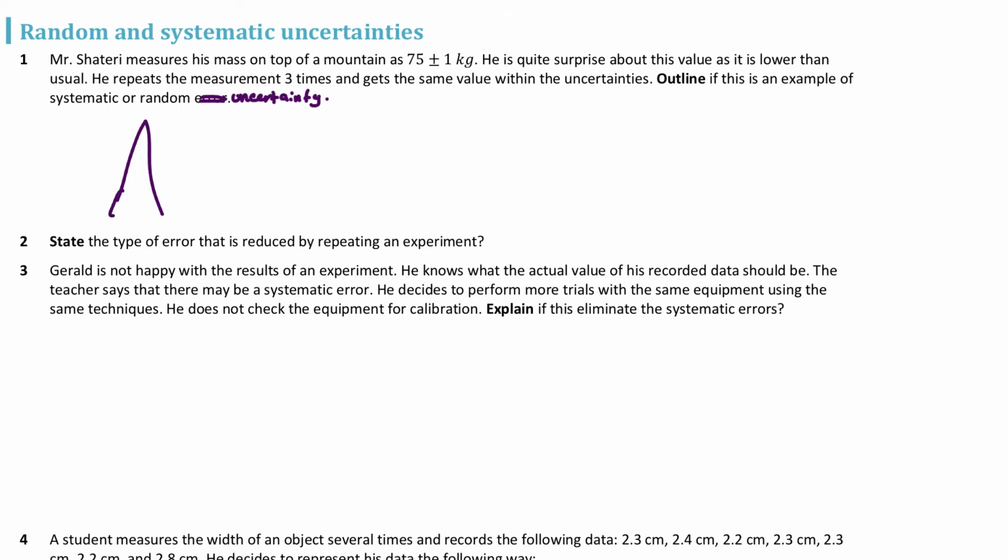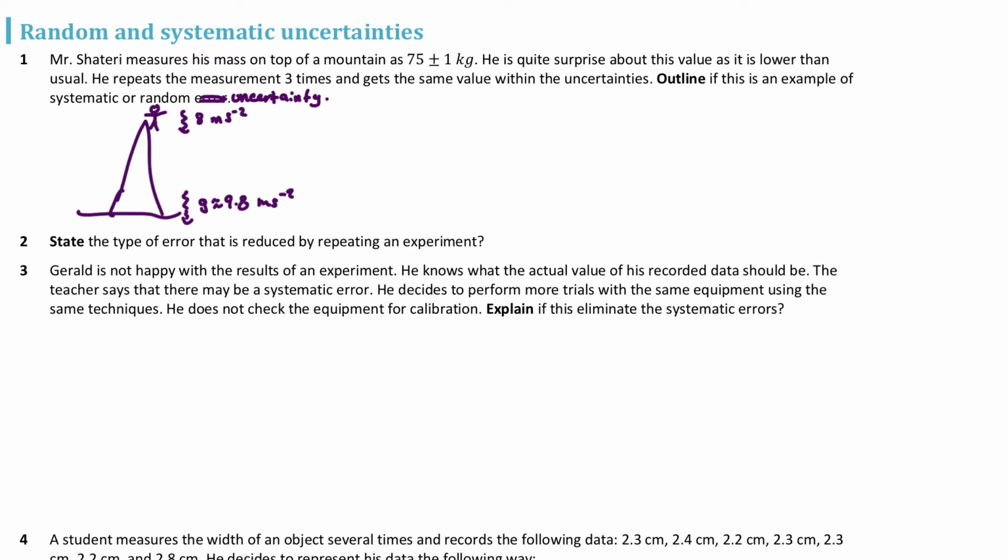Shateri is on top of the mountain, very likely up here, the gravitational acceleration acting on him is a lot lower than down here. So let's say here maybe the gravitational acceleration is approximately 9.8 meters per second squared. Up here, let's say it's about 8 meters per second squared. So it's a lot less. That would mean that the force of gravity acting on him is a lot lower.